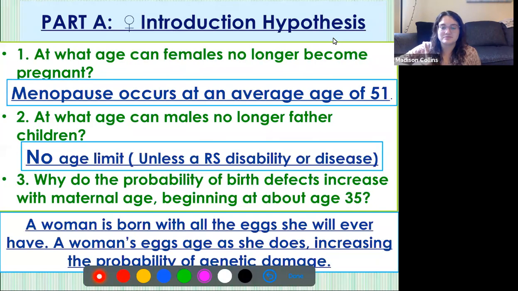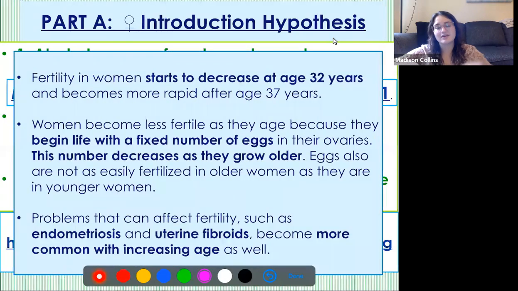Now, I've got 3 little fun facts about female fertility for you. You don't need to write these down, but just think about these. So fertility in women starts to decrease around age 32 and becomes more rapid after age 37. Now, this does not mean a woman cannot have kids after age 32 or 37. My aunt had a child when she was 42 and she is perfectly healthy. So it can be done. It just becomes a little bit more risky with age.